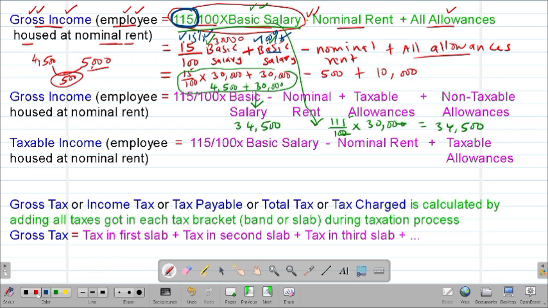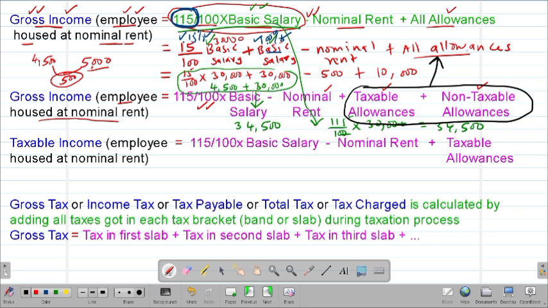Now we can also differentiate for the case of gross income. When the employee is housed at a nominal rent, it can also be given by 115% of the basic salary, then minus nominal rent, plus taxable allowances, plus non-taxable allowances. Notice that if you combine taxable allowances plus non-taxable allowances, this will give you what we call all allowances or the total allowances. So in the first case we've separated these two, but if you combine them, they give you the total allowances.